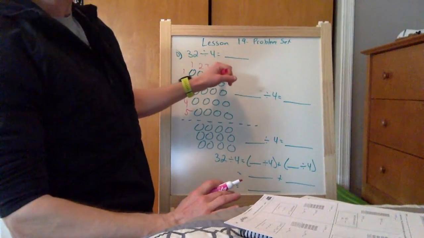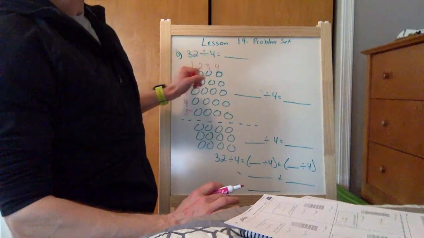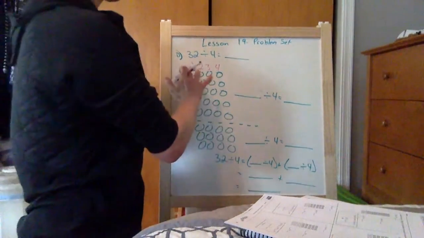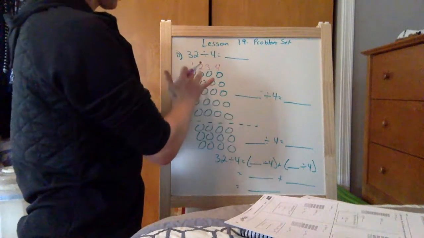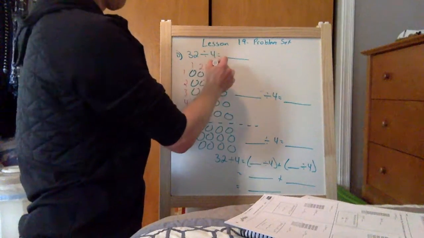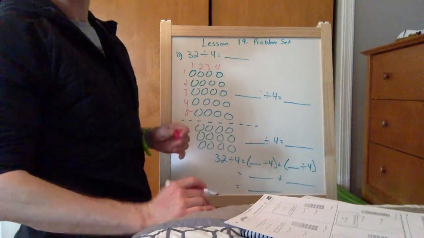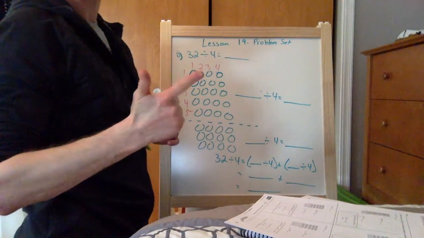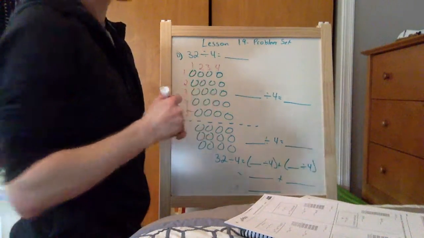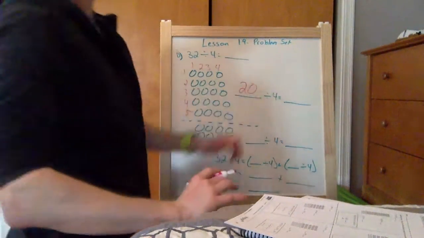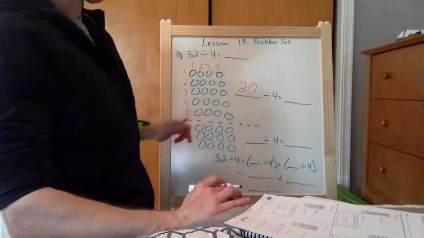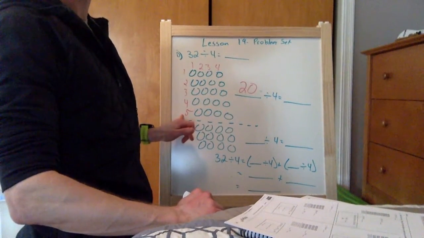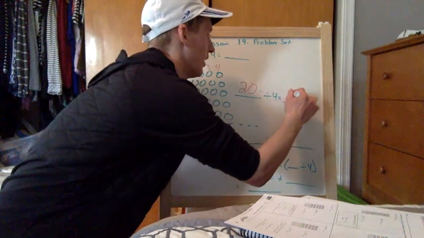If I do rows times columns, count your rows, 1, 2, 3, 4, 5, times count your columns, 1, 2, 3, 4. 4 times 5, what does that equal? 4, 8, 12, 16, 20. Now we know that this 4, is it columns or rows? It's columns. Therefore, the answer must be the amount of rows, which is 5.